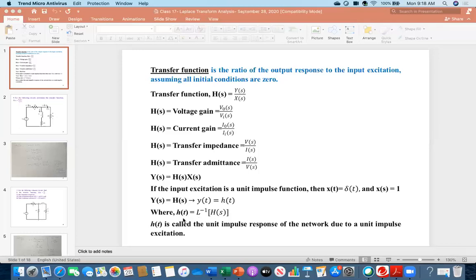In that case, you can call h(t) the unit impulse response of the network because of that unit impulse excitation. So now I will show you a numerical example about this one. I think probably in the signals and systems course, you might have already looked at this transfer function definition. So now let's have a look from the circuit standpoint and see a few problems. Then you all will be fine.